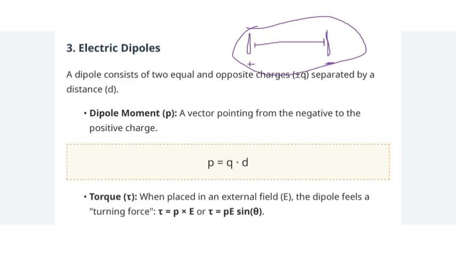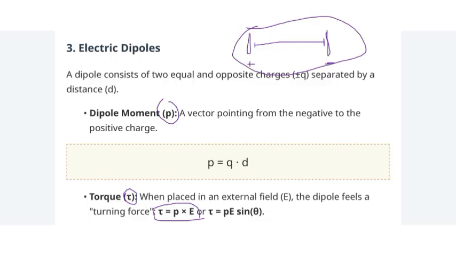Alright, so dipole moment is represented as P. It is a vector pointing from the negative to the positive. And the torque is represented as T, it looks like a small letter t. When it is placed in an external field, the dipole feels a turning force, and this is the formula. You have P, the dipole moment, times the external field E. Please take note of that.